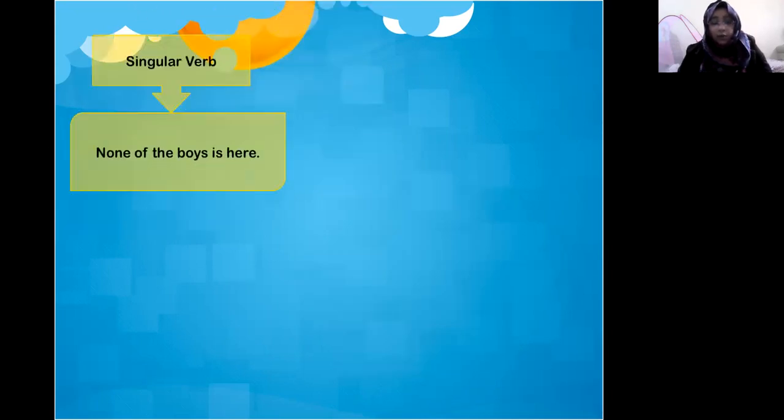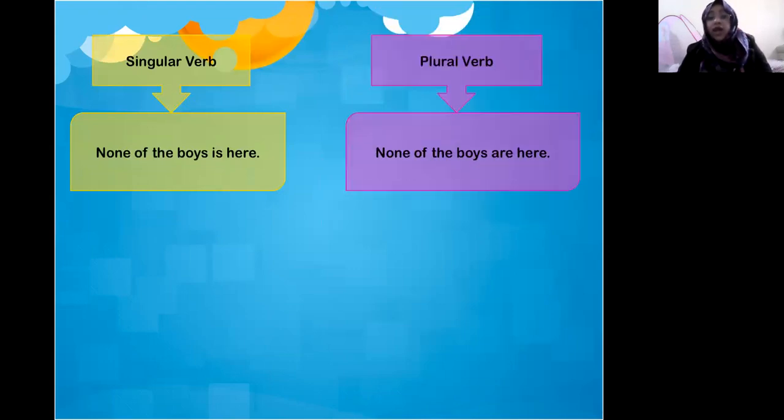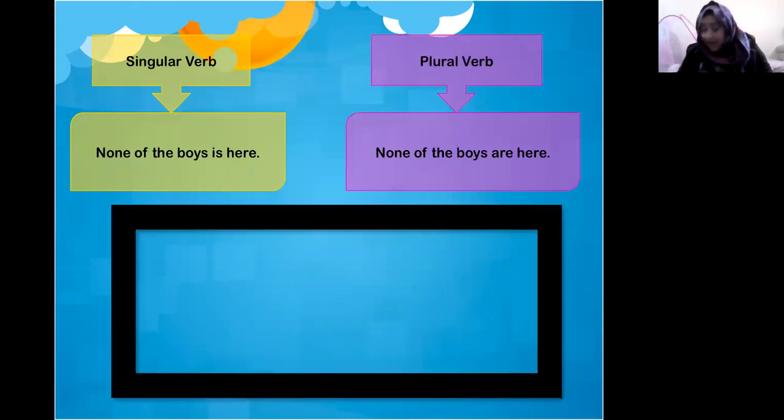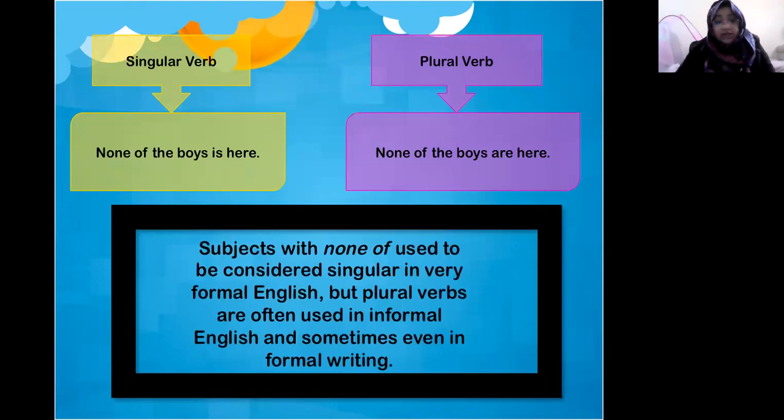Okay. Now let's check out some more examples, like: None of the boys is here. And at the same time, we can also say: None of the boys are here. So with this expression, subjects with "none of" used to be considered singular in very formal English, but plural verbs are often used in informal English and sometimes even in formal writing. So both are correct, both are accepted.